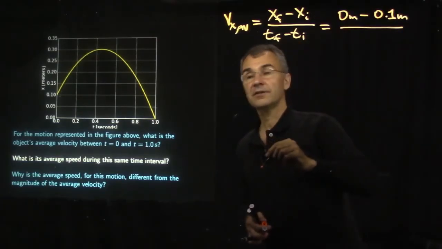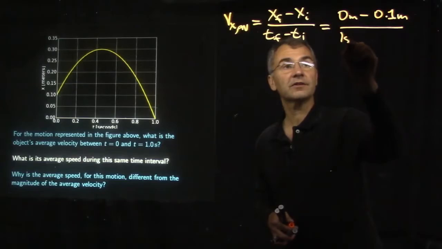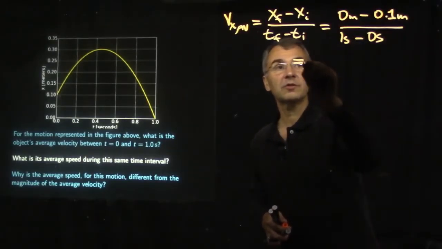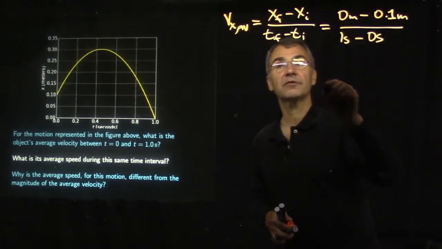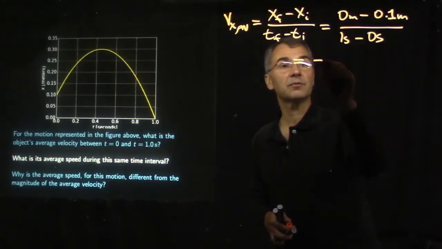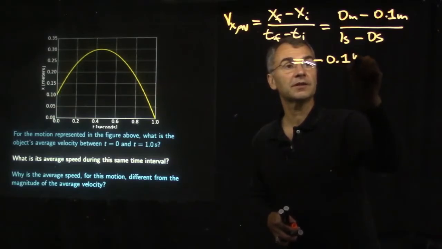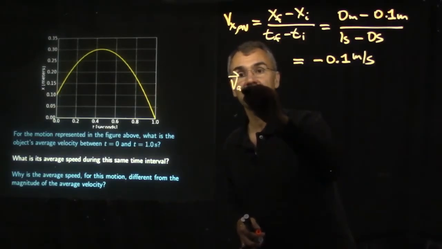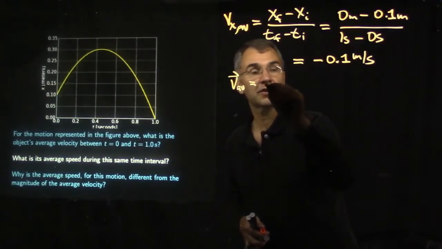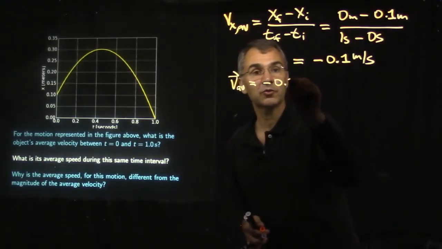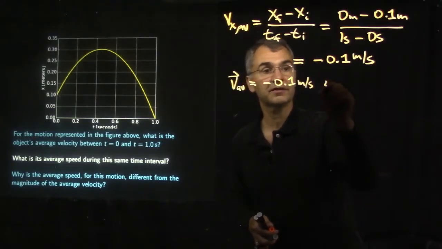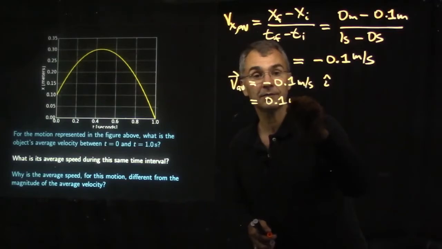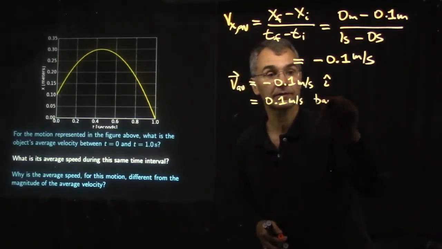And t final is 1 second. T initial is 0 seconds. So it seems like the x component of the average velocity is minus 0.1 meter per second. So therefore, v average is, well, you could say minus 0.1 meter per second I hat, or you could say 0.1 meter per second backward.